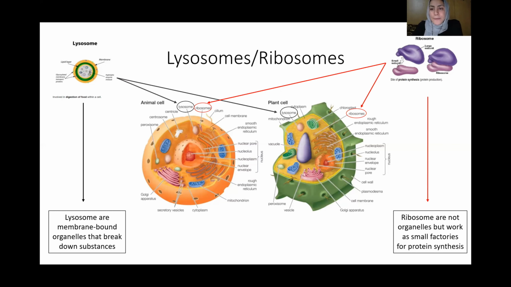So let's recap. Lysosomes and ribosomes are found in plant and animal cells. They look similar, but they're not similar in function. Lysosomes break down substances. Ribosomes are responsible for protein synthesis. We got it? Good? Perfect.